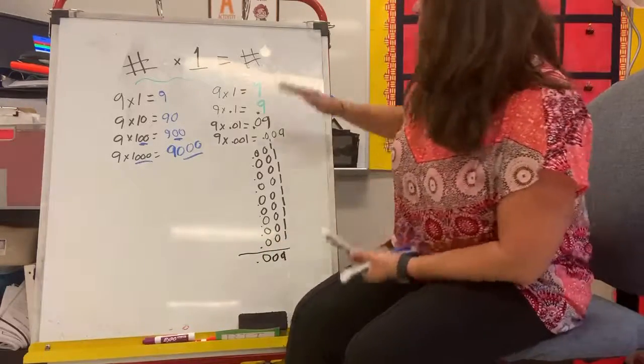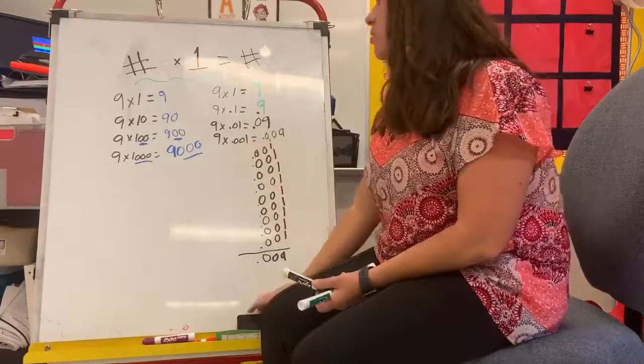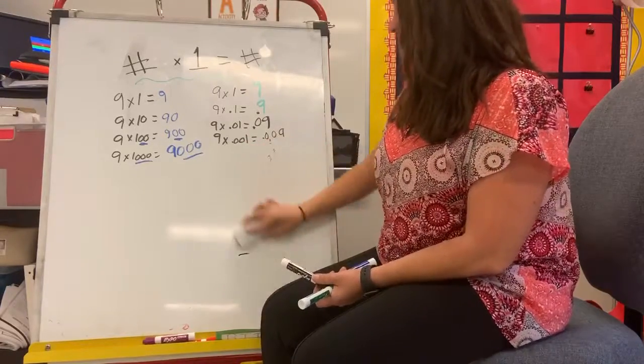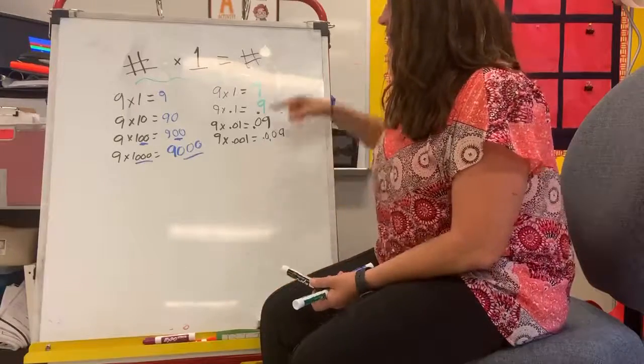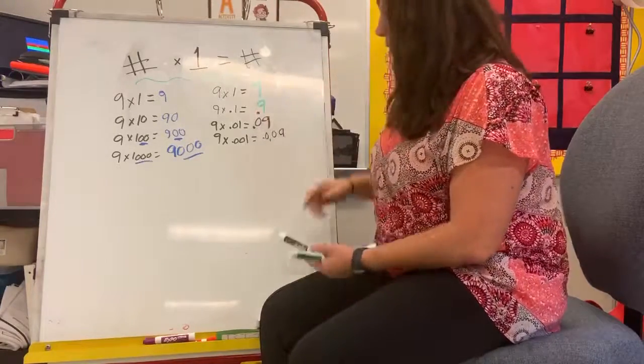So my theory is working out pretty good, that I can just shift the decimal place over when I'm multiplying by either 1/10, 1/100th, or 1/1,000th.